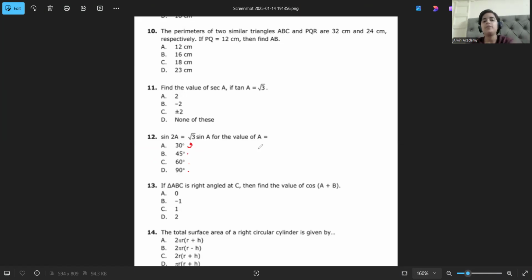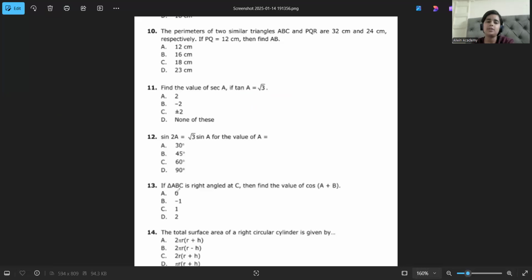Sine 2A, if A is 30, then this becomes sine 60. Sine 60 is root 3 by 2. This is equal to root 3 into sine A, which is sine 30, 1 by 2. So root 3 by 2 is equal to root 3 by 2. LHS is equal to RHS, hence A should be equal to 30 degrees only. You can check out the other values. They will not give you LHS equal to RHS.